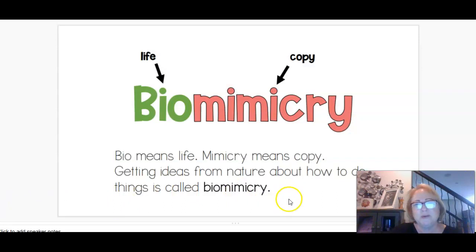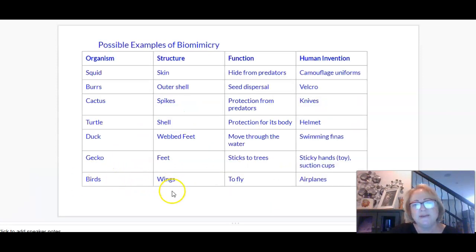And here's our word, biomimicry. Bio means life, mimicry means copy. And here's a list of various human inventions that were inspired by nature.